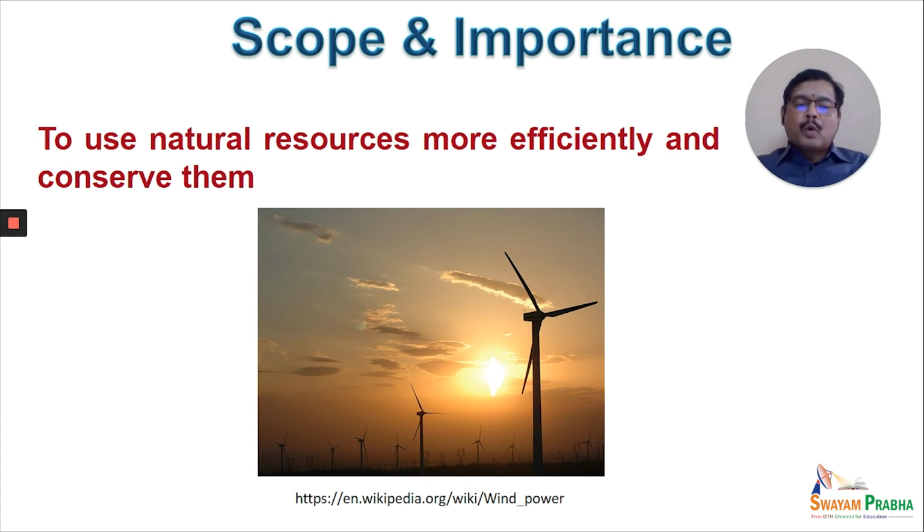So the first scope, before that, when we say scope, what do you understand from that? What can we do further with the existing environment? So what is the possibility of using it? And if you have the possibility of using it, how effectively can you use it? Unless the scope and importance are understood, we cannot use any natural resource efficiently, or we don't know how to conserve them.